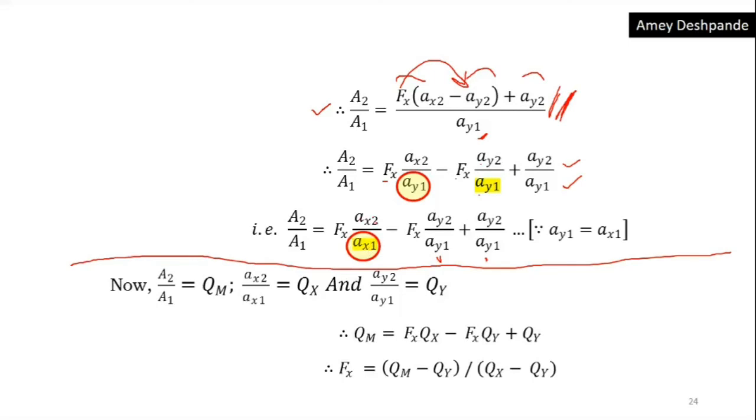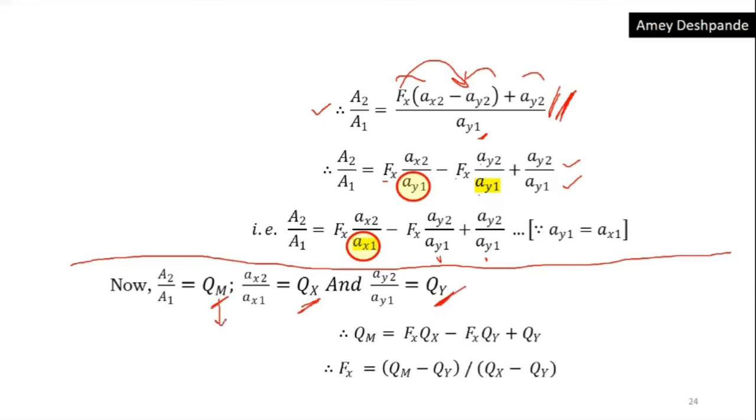This ratio ax2 upon ax1, let us call it as qx, and ay2 upon ay1, let us call it as qy, and the ratio of a2 upon a1, we will call it as qm. M here stands for mixture.